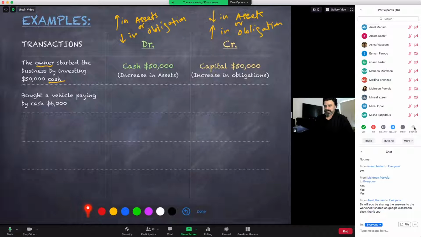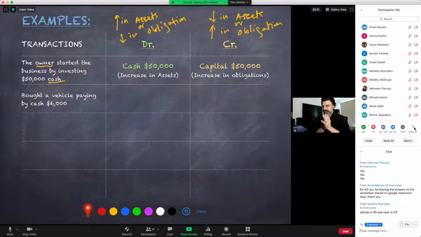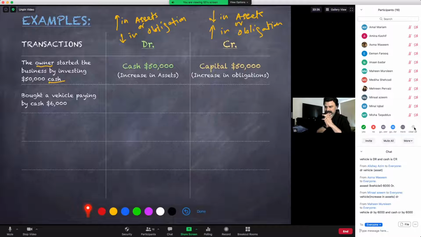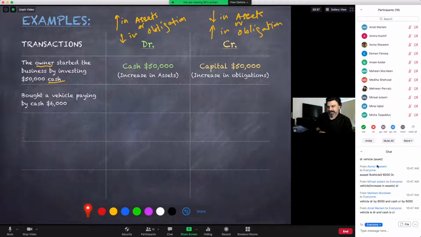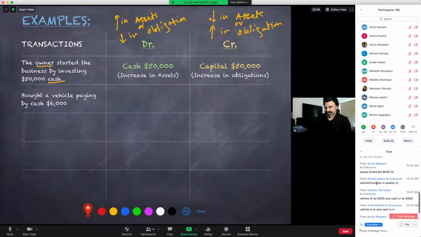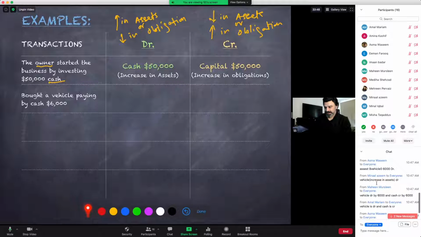So in this transaction, if we have to break it down into a debit and a credit component, what do you think? What should be debited and what to credit? Write in the chat box. I'm looking at the chat box right now for your answer. Don't worry if you go wrong, we will fix it. So Madiha says vehicle is debited and cash is credited. Okay, Azim says asset, vehicle. Debit. Okay, Asma, you can't have just one debit, you have to have two entries.